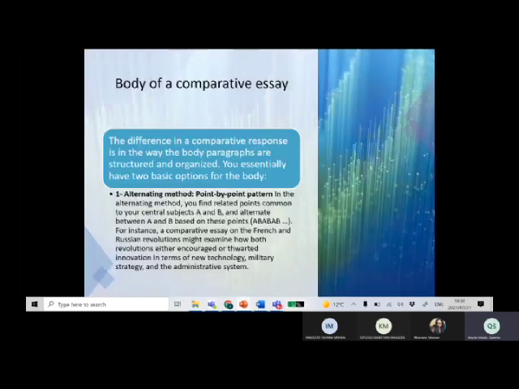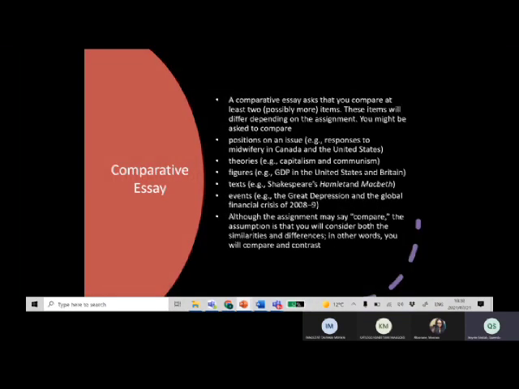One thing I want you to note about the introduction, let me go back here. Let's say, for example, you are looking at the Great Depression and the global financial crisis. Let's say you're comparing these two. What aspects will you be comparing? Let me pick something. Let's say you're comparing education in South Africa and Zimbabwe. What aspects of education will you be comparing? That is very important, and it's very important that you mention that in your introduction.